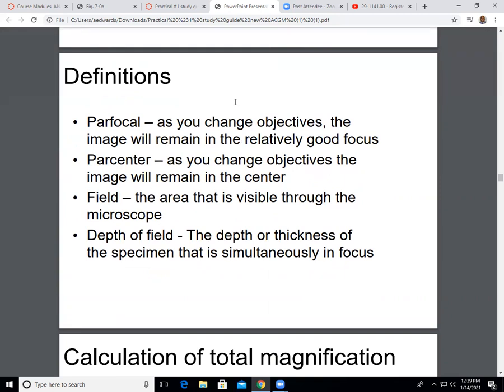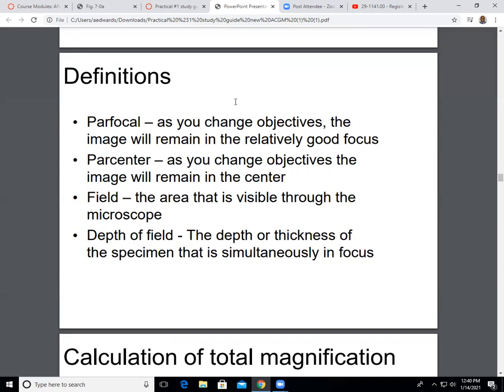Parfocal. So it just means if you're changing the objectives, if we're moving from one objective to the next, the image remains in good focus. So the keyword there is focal. All right. To be distinguished from parcenter. The keyword here is center. As you change objectives, the object remains in the center. Okay. So if you're moving it around, you don't want the image to slide to the left or to the right. You want it to stay in the center. That's parcenter. You change objectives, you want it to stay in focus. It's parfocal.